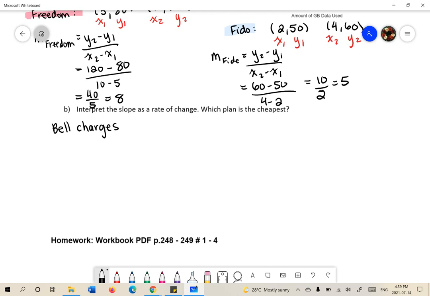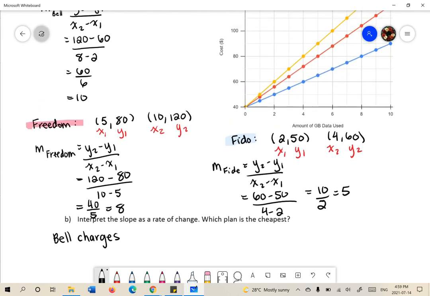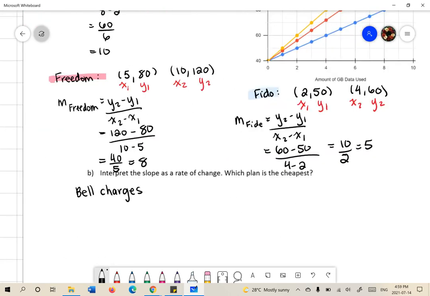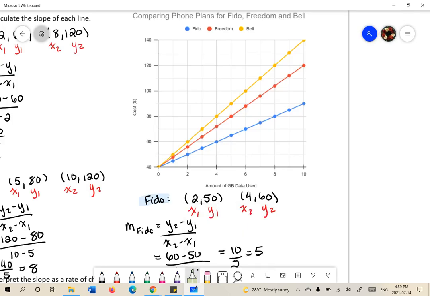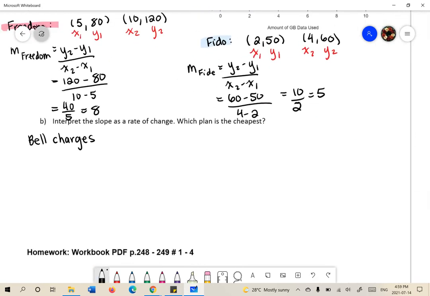So Bell, the slope is 10. So using the units from my graph here, so amount of gigabyte data usage and cost. So the units are gigabytes and cost. So 10 is my slope, and now I'm just going to include both units to it, and now it's a unit rate.